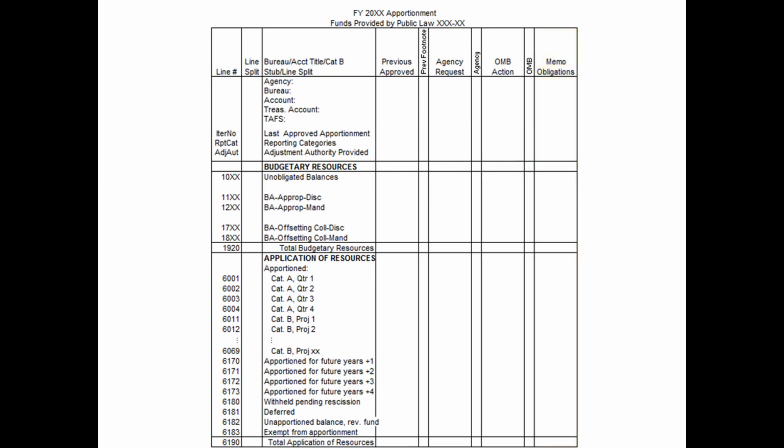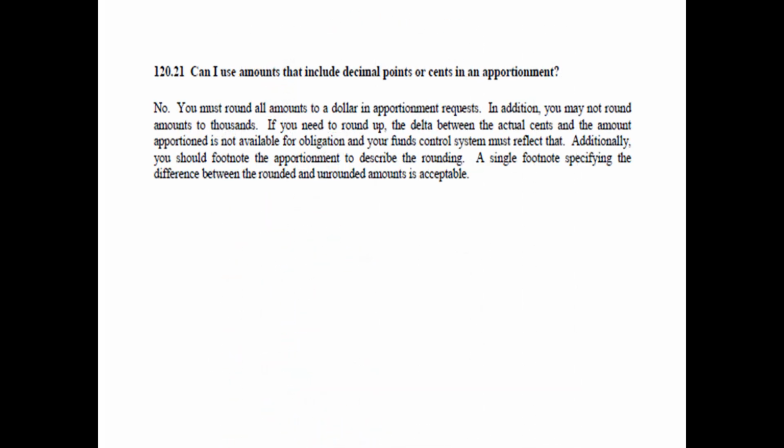Before we get to the lines, let's get a couple of nitpicky things out of the way by taking a quick look at sections 120.21 and 120.22 in Circular A-11. Section 120.21 asks whether decimals or cents can be used in the apportionment. The answer is no. All amounts have to be rounded to the dollar. It is permissible to round cents up, but you will need to explain the rounding in a footnote, and you should take further care not to make the amount available to obligate in your accounting system.